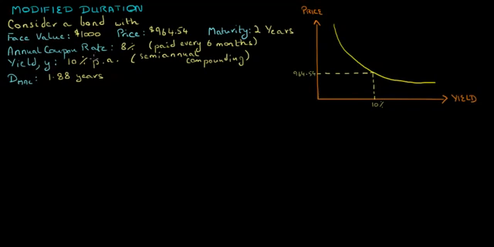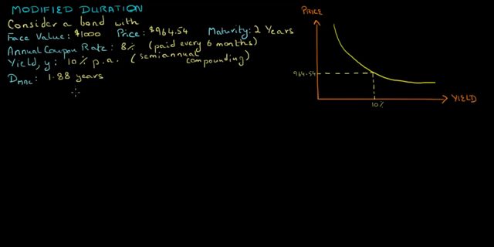Coupons on this bond are paid semi-annually at an annual coupon rate of 8%. And the yield on this bond is 10% per annum with semi-annual compounding. And finally, Macaulay duration of this bond is 1.88 years. Bond traders often use Macaulay duration as a measure of bonds' price sensitivity to changes in interest rates.